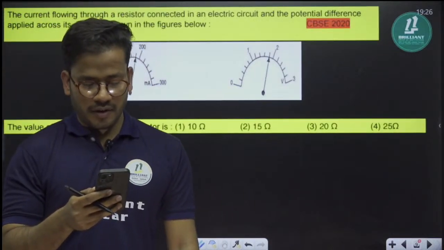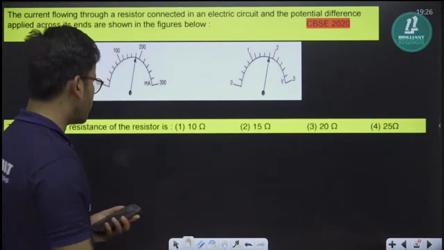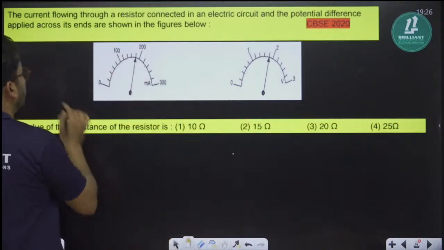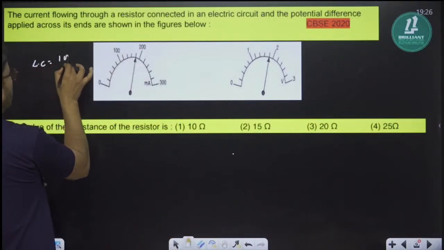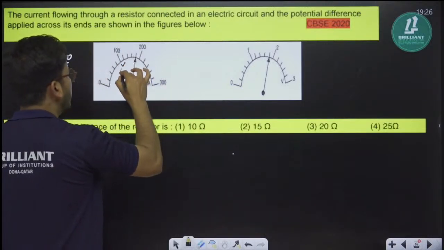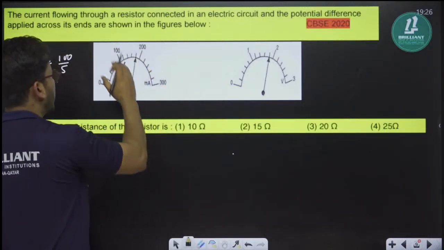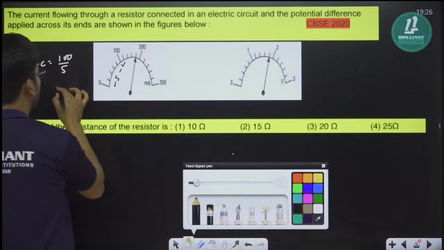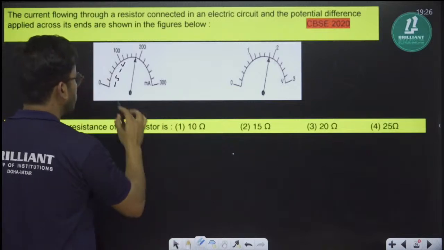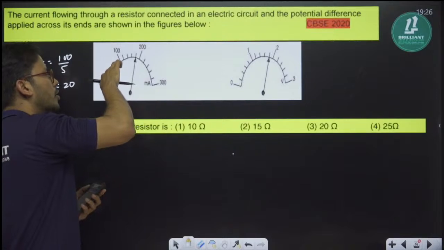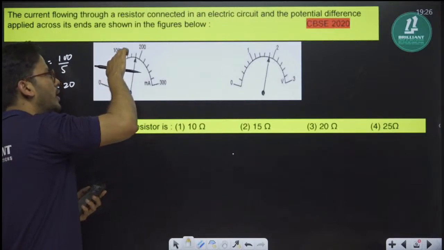Perfect. Let me see what this answer is going to be. To find the least count, you tell sir the least count equals 100 divided by 5. Clearly visible, right? 100 divided by 5. What's your answer? 20. That means a particular division here is 20, so 40, 60, 80 and 100.